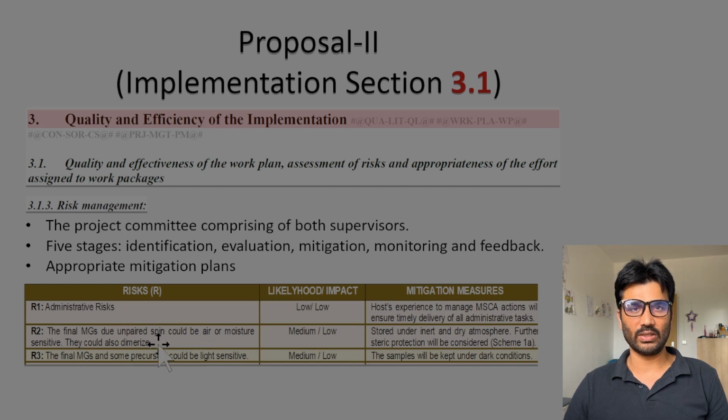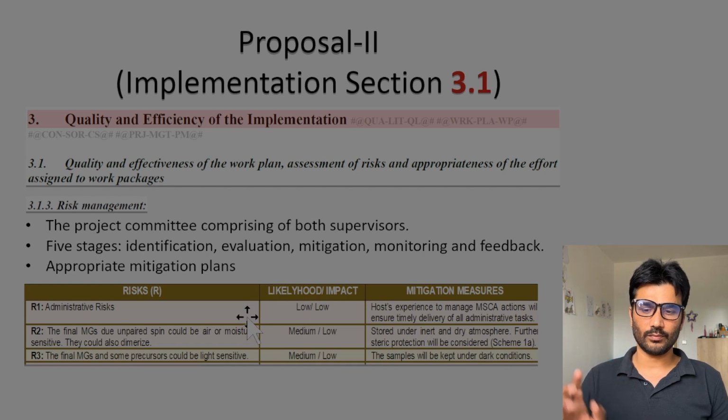And the second risk I mentioned was about the air stability of my material. I told them how I will handle it, using inert atmosphere and static protection to increase the stability. I also mentioned that my material might be light sensitive, so how I will work, maybe store them in the dark and something like that. I kept the impact low, but these risks are low to medium. So this is how you should address the risk management section.